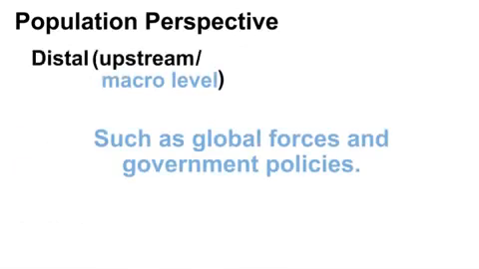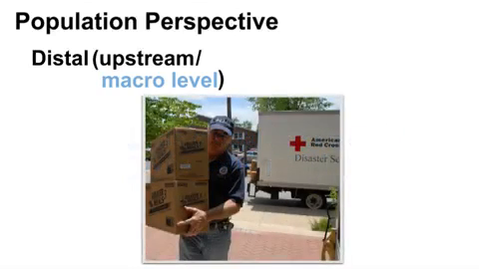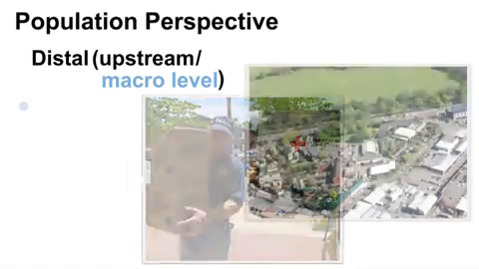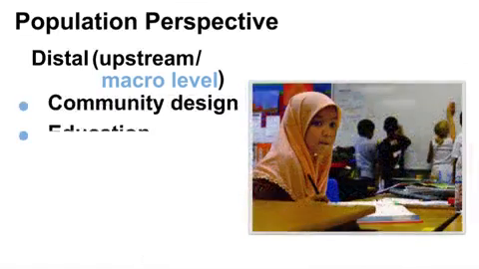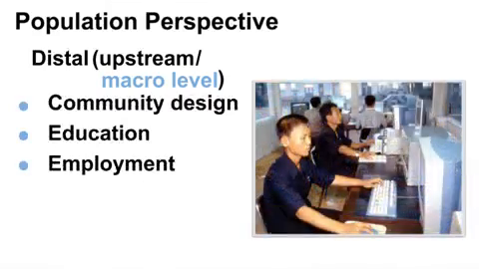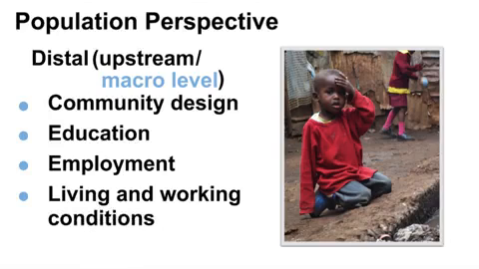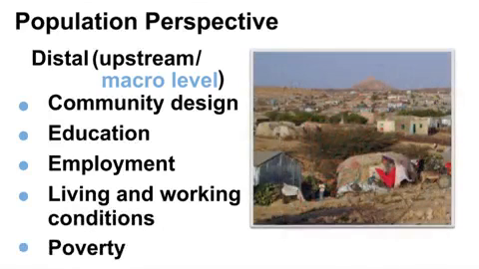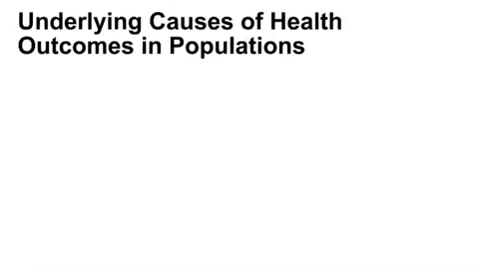Upstream health factors are macro-level factors, such as global forces and government policies. Upstream public health approaches try to prevent health problems at the source, so they don't need to be fixed downstream. Factors such as community design, education, employment, living and working conditions, and poverty are major determinants of health that may be addressed upstream. We can also look at the underlying causes of disease or health outcomes in populations.